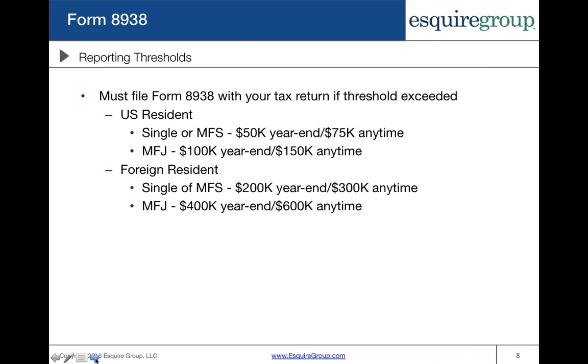Now, if you're a foreign resident, and we'll talk about what a foreign resident is in a minute, the thresholds are even higher, because the IRS figured out that if you're a foreign resident, you're more likely to have foreign financial assets. So if you're single or married filing separately, you would be required to file if at year end your foreign financial assets are $200,000 or more, or if they were $300,000 or more at any time during the year. If you're one of those taxpayers who's married filing jointly, then those thresholds increase to $400,000 at year end or $600,000 or more at any time during the year.